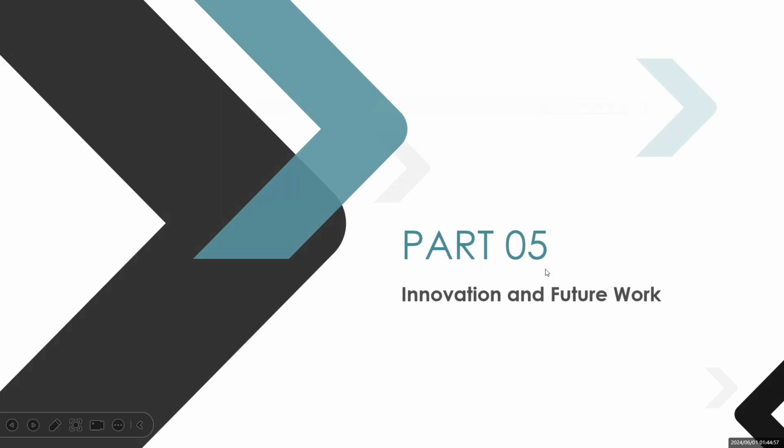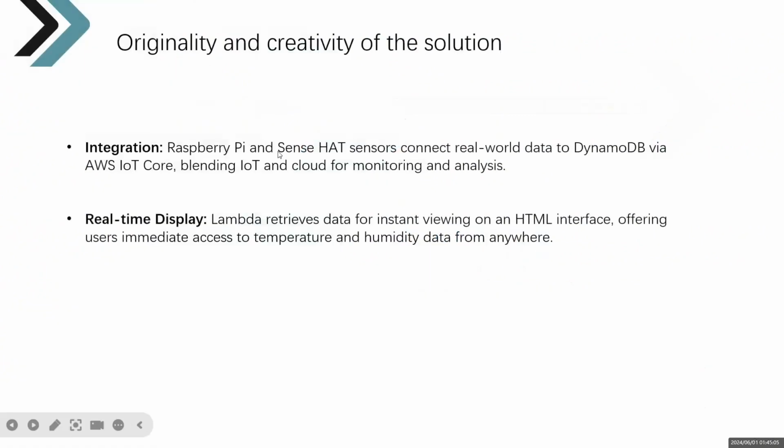Let's go to the final part 5, innovation and future work. The originality and creativity of the solution is, first, integration. The Raspberry Pi and the Sense HAT sensors connect real-world data to DynamoDB through AWS IoT Core, blending IoT and cloud for monitoring and analysis. And second is real-time display. Lambda retrieves data for instant viewing on an HTML interface, offering users immediate access to temperature and humidity data from anywhere.